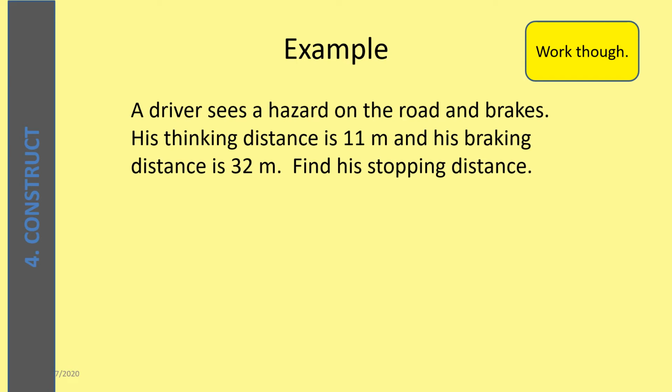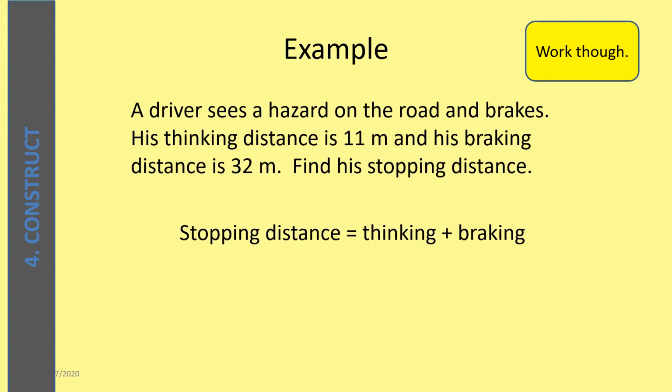So let's have a look at a very simple example. A driver sees a hazard on the road and brakes. His thinking distance is 11 meters and his braking distance is 32 meters. Find his stopping distance. Well, very simply, his total stopping distance is equal to his thinking distance plus his braking distance. Put in our figures, 11 plus 32 meters is 43 meters. So that is his total stopping distance from the point that he sees the hazard, reacts to it, applies the brakes, and the vehicle gradually comes to a stop.